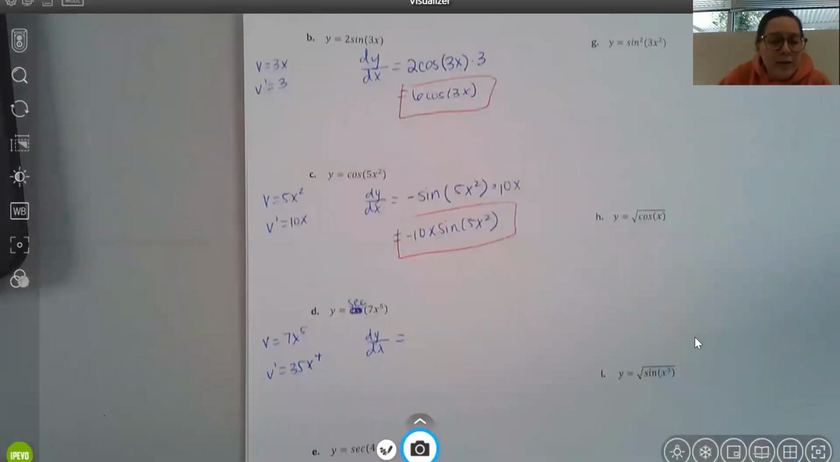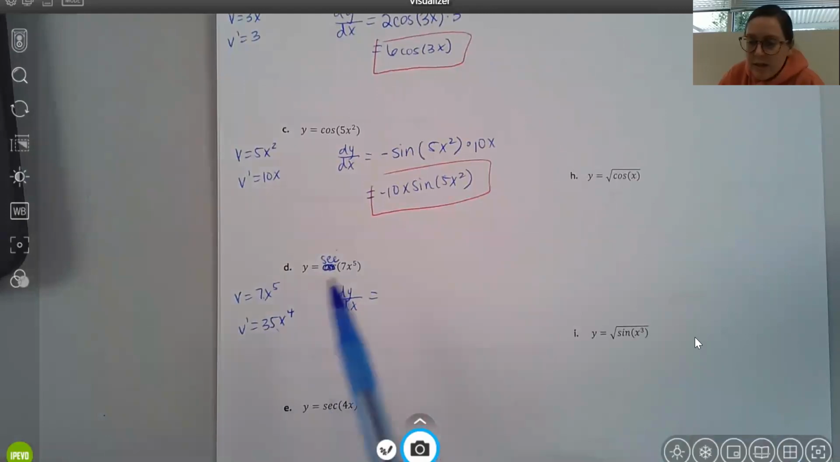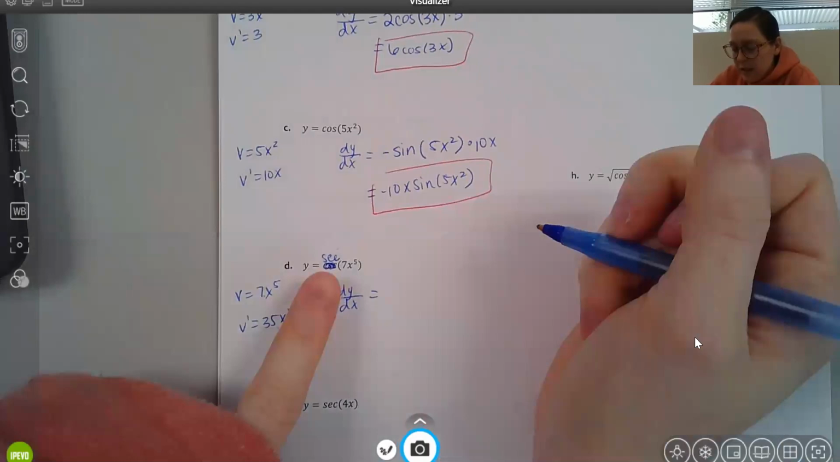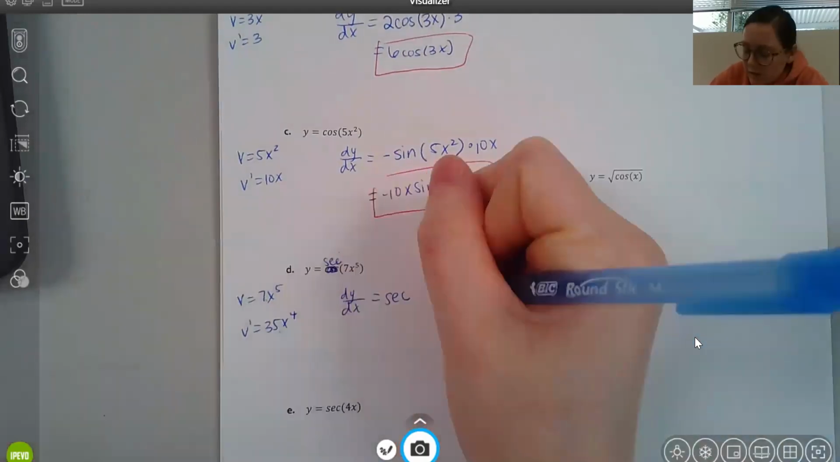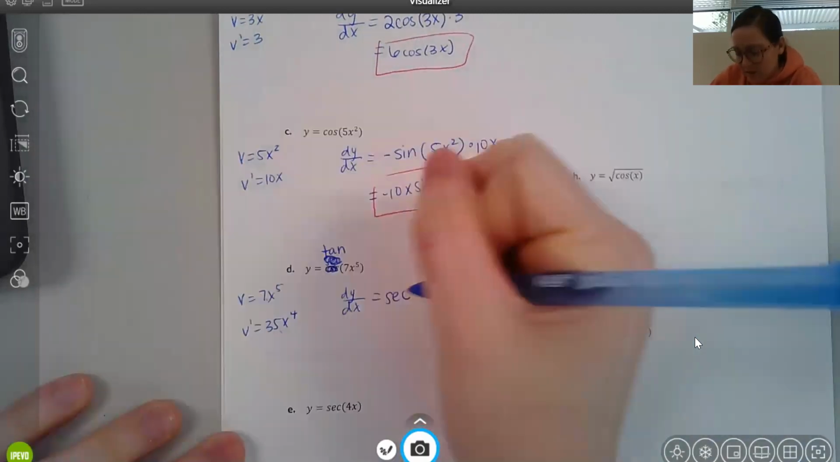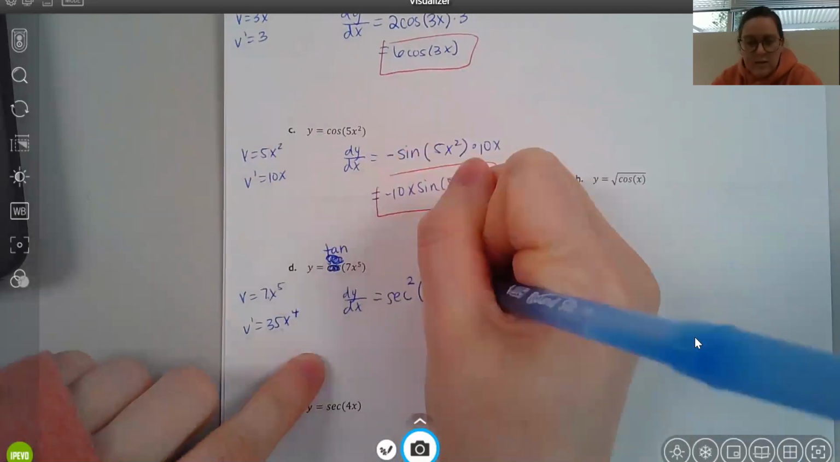D, we have secant of 7x to the 5th. I've identified my inside and derivative of the inside. Now I just need to apply my chain rule. So derivative of the outside, derivative of secant is secant. Did I say secant or tangent? I moved this to tangent, sorry. I changed it. Derivative of tangent is secant squared. Leave the inside alone, so it's secant squared of 7x to the 5th.